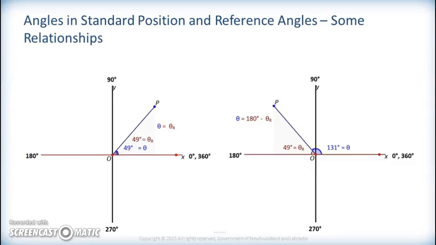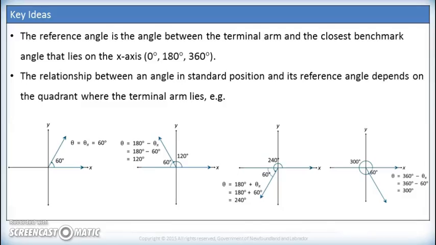Now, the 4 examples used in the demonstration are repeated on this and the next slide for your records. To summarize, the reference angle is the angle between the terminal arm and the closest benchmark angle that lies on the x-axis. The relationship between an angle in standard position and its reference angle depends on the quadrant where the terminal arm lies. And there are 4 more examples here for you to have a look at.